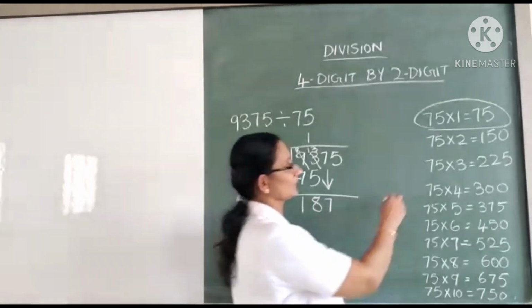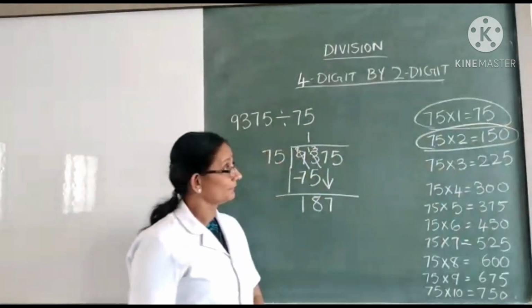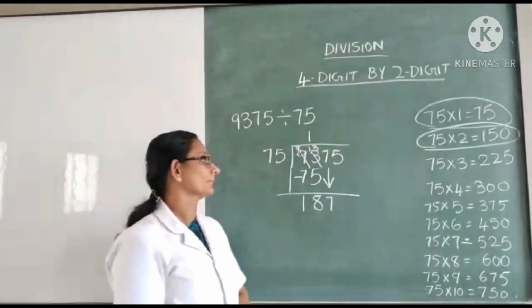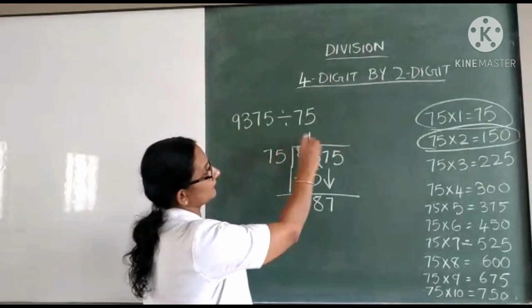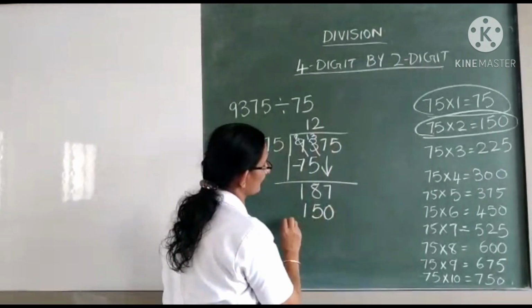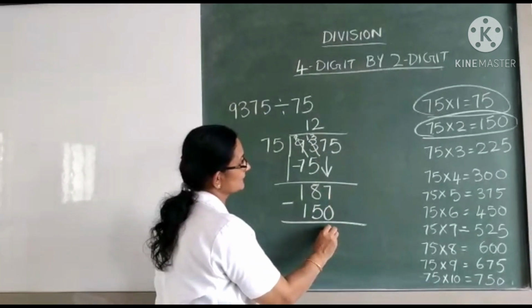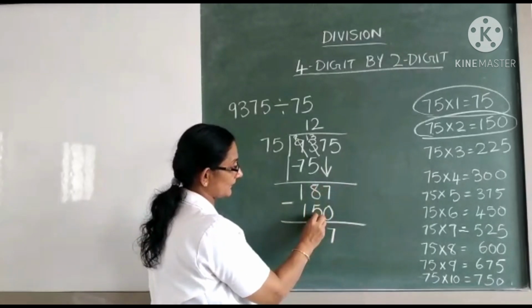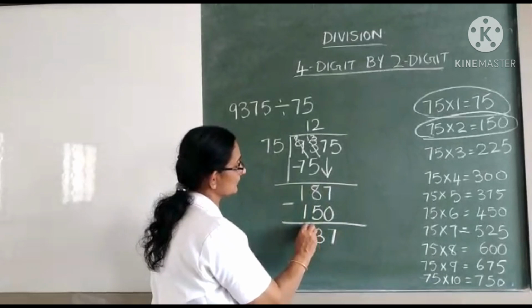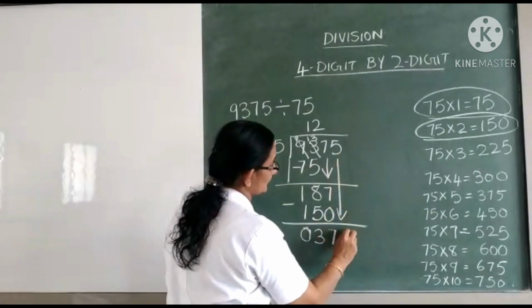Can you see? Yes. This 75 into 2, isn't it? Because 75 into 3 is 225. So 75 into 2 is equal to 150. Now let us subtract. 7 minus 0 is 7. 8 minus 5 is 3. And 1 minus 1 is 0. Now bring down the next number 5.